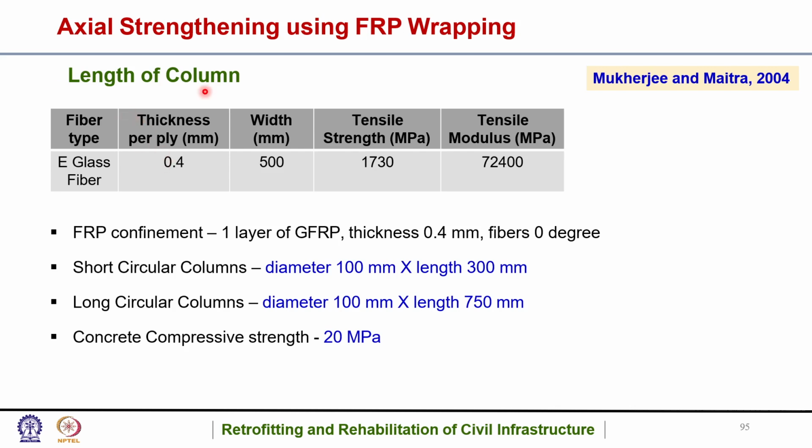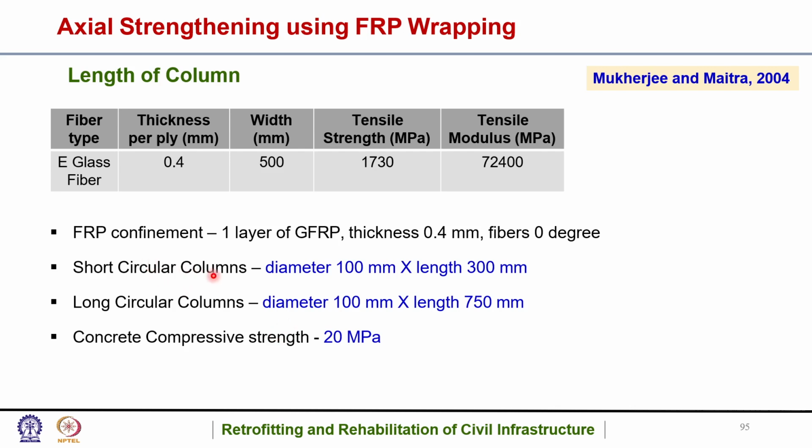Then the length of column was again studied by Mukherjee and Moitra in 2004. This is the characteristics of the fiber used. The FRP confinement had one layer of GFRP, 4.4 millimeter thickness and 0-degree fibers, and two types of columns, short circular columns and long circular columns, were used.